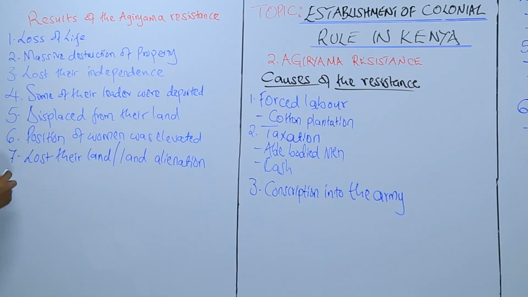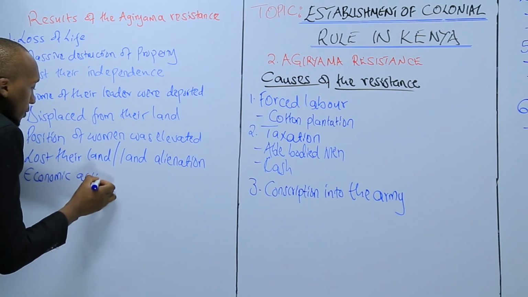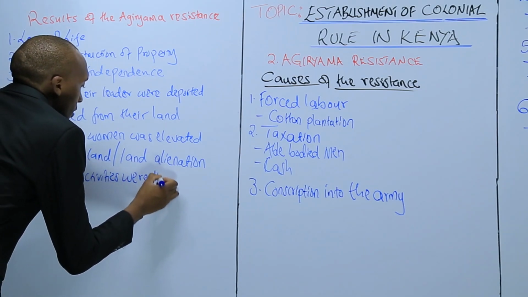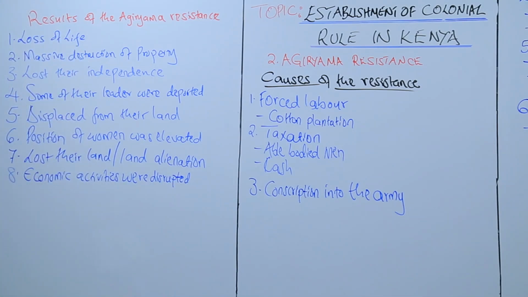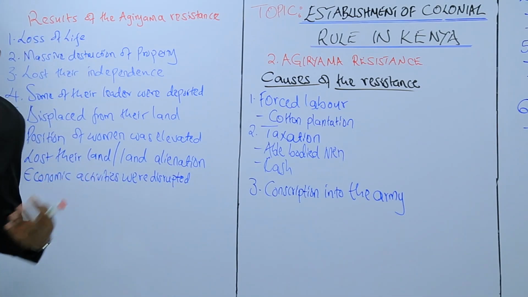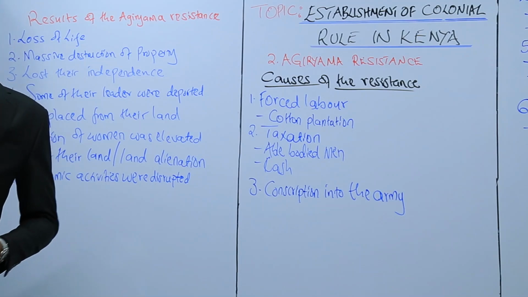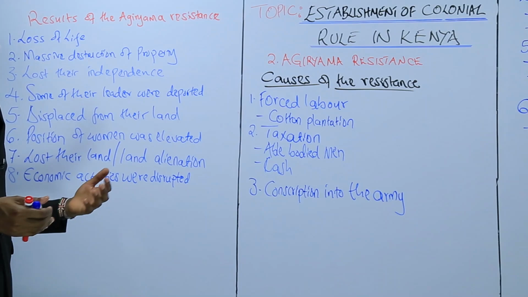And then lastly, one that I had not mentioned, their economic activities were disrupted. So the activities of the Agiryama, that is trading, those who are farming, were now disrupted because there was now a new way of life introduced by the British.